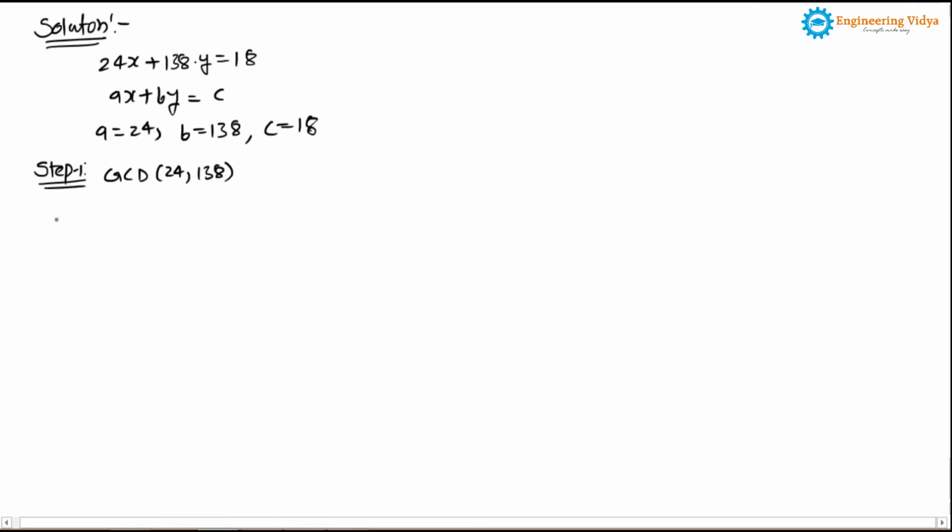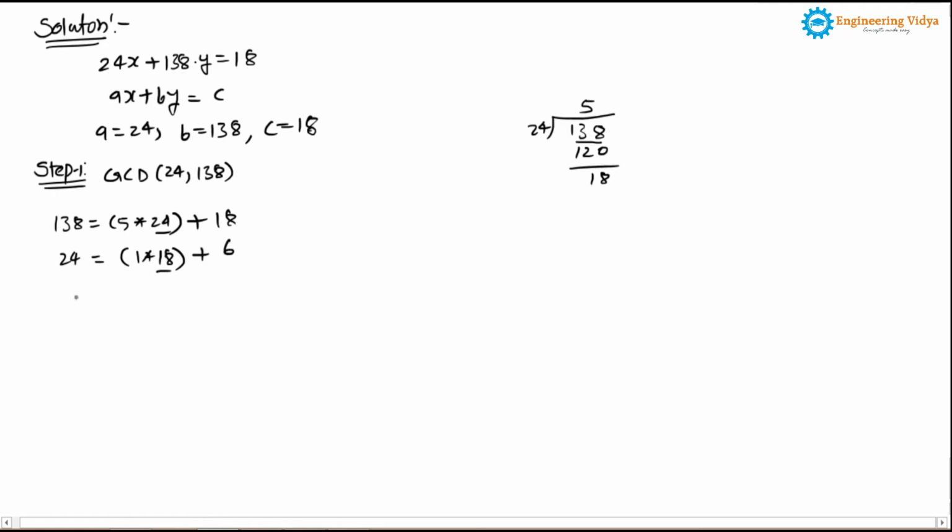Since 138 is the greater number, we'll copy 138 first. Now we'll divide 138 by 24; it goes up to 5 times, the result is 120 and the remainder is 18. So we can write 138 as 5 into 24 plus 18. The 18 is copied over here, and 24 is copied again. Now 24 divided by 18 goes one time only, and the remainder is 6. Now we copy 18, which goes 3 times, 3 multiplied by 6, and the remainder is 0. So we stop there, and hence the GCD is 6.